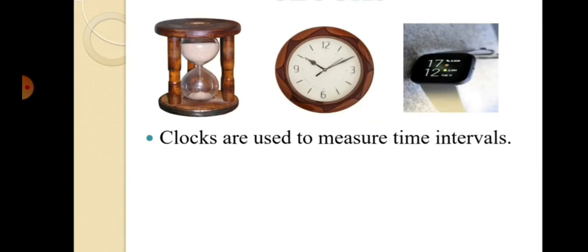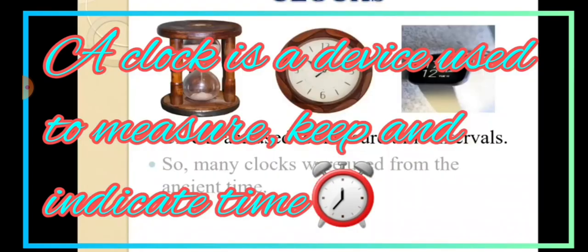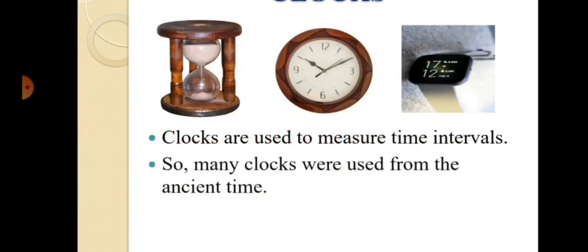Different types of clocks are used to measure time interval. In the ancient time, people used the sand clock, sundial, and all. Now they are using clocks like this shown in that. One is analog and another one is digital clock. So a clock is a device used to measure, keep and indicate time. What is a clock? Clock is a device used to measure time interval and indicate time.